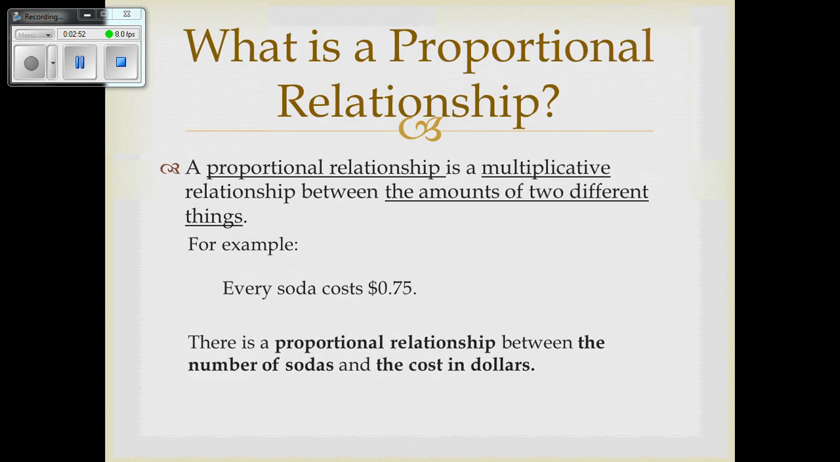First, what is a proportional relationship? A proportional relationship is a multiplicative relationship between the amounts of two different things. For example, every soda costs 75 cents. There is a proportional relationship between the number of sodas and the cost in dollars.